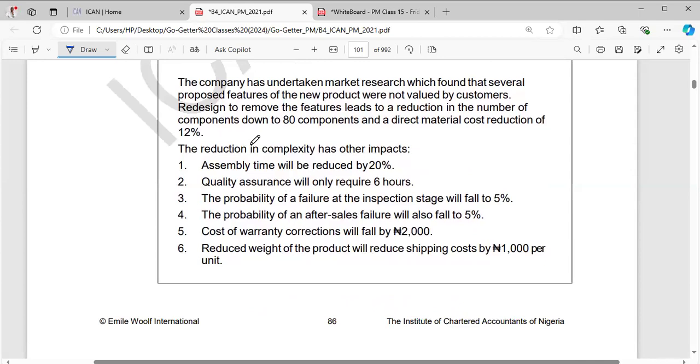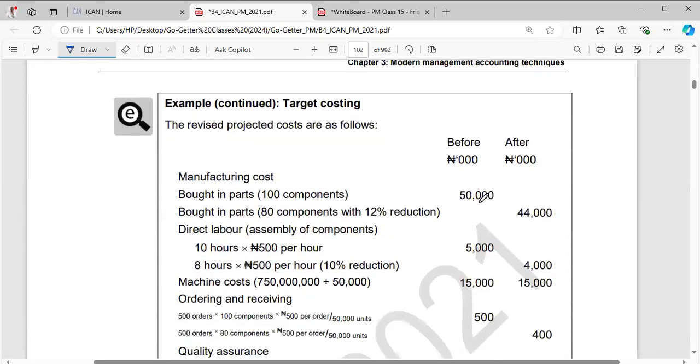The reduction in complexity has other impacts. Assembly time will be reduced by 20%. Quality assurance will now require 6 hours. The probability of a failure at the inspection stage will fall to 5%. The probability of an after-sales failure will also fall to 5%. Cost of warranty correction will fall by 2,000. Reduced weight of the product will reduce shipping cost by 1,000 per unit. Now look at it now.